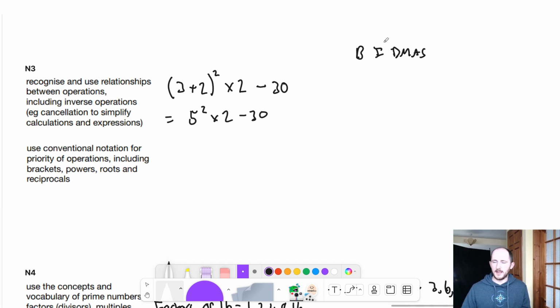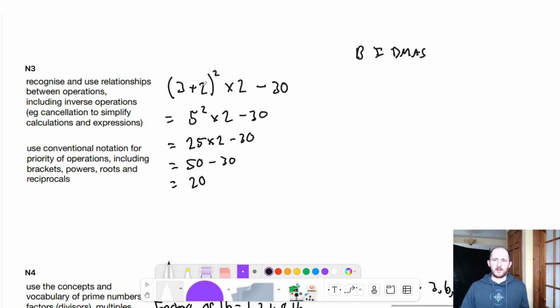The next thing, the I, I do any indices next. Well, the only indices I have is here, 5 squared. 5 squared is just 5 times 5, which is 25. Then D stands for division. I don't have any division in this question. M stands for multiplication, which is 25 times 2. So that's 50. A is addition, so you'd add things next. Don't have any of that. And S is for subtraction, which brings us to our final answer.